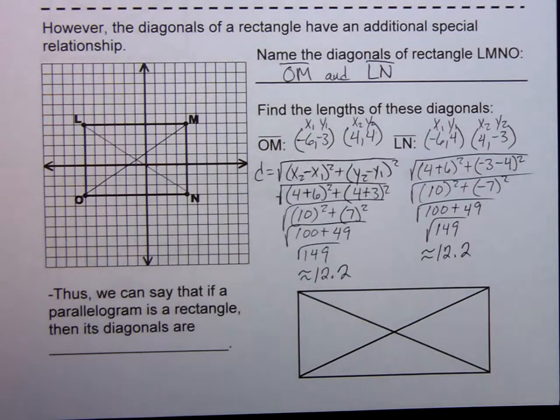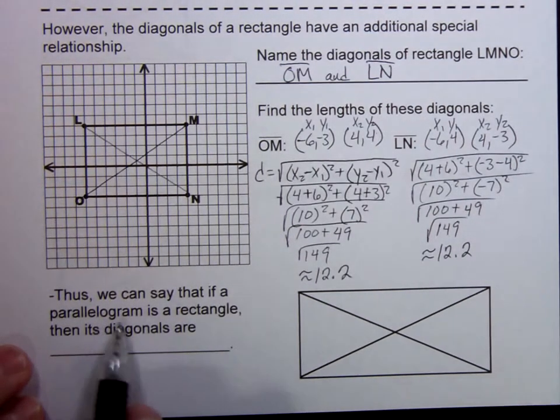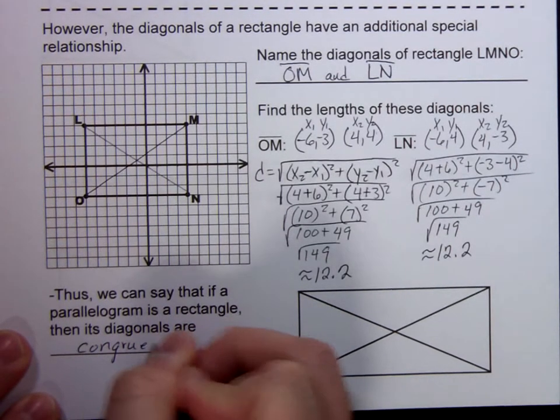So what do we notice about the diagonals? They're congruent. They have the same measure, equal measures. So we can say that if a parallelogram is a rectangle, then its diagonals are congruent.